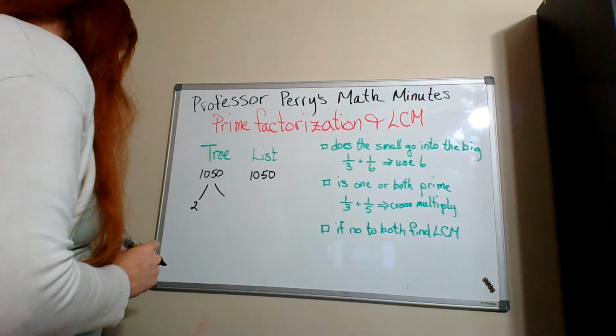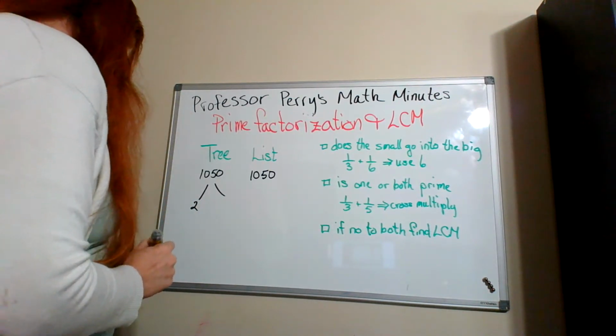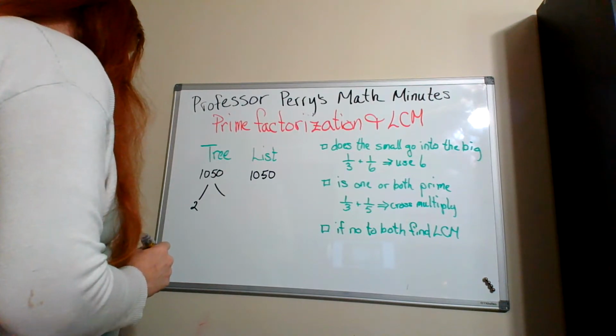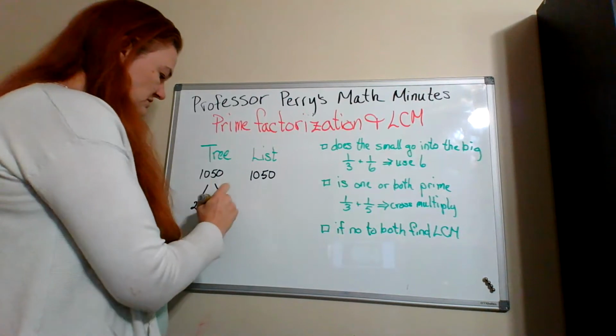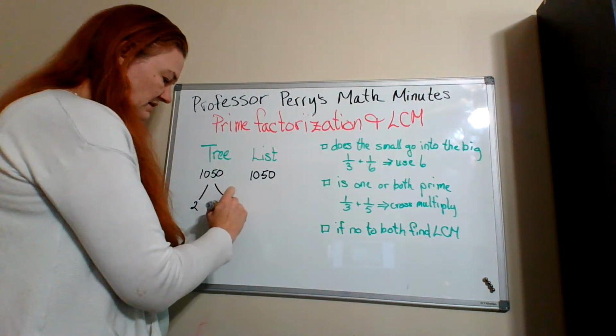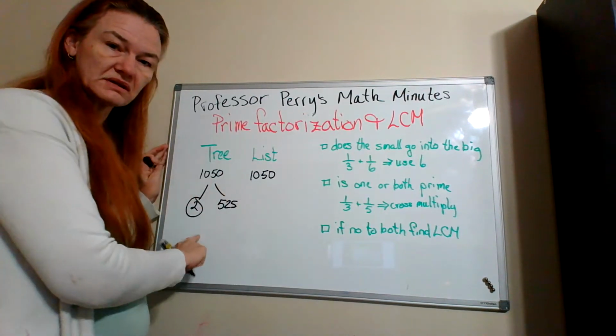Okay, 1050 divided by 2. And that gives me 2 times 525. 2 is prime, so I'm going to circle it. That one's done.